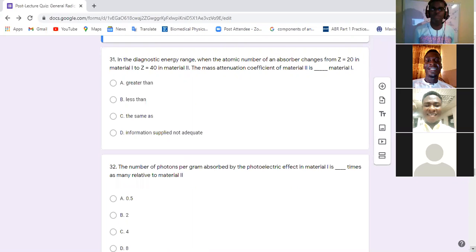In the diagnostic energy range, the atomic number of an absorber changes from Z equals 20 to Z equals 40. In material 2, the mass attenuation coefficient of material 2 is dash. It should be greater than that in 1, because the material will now encounter more atoms. Yes, so it will be greater.